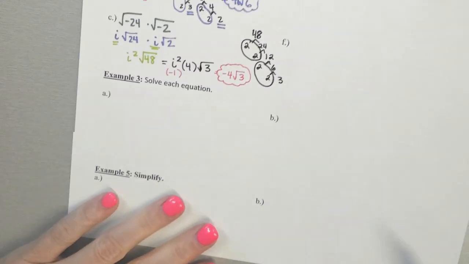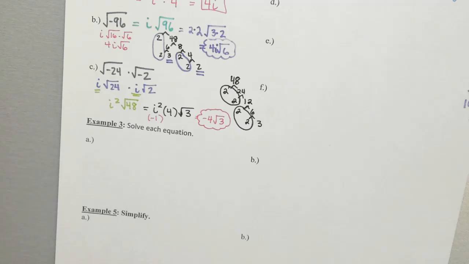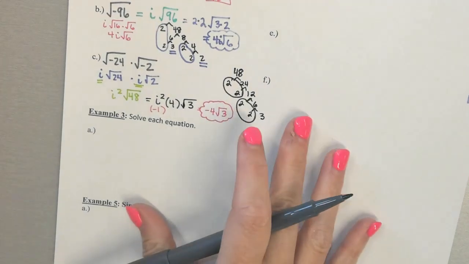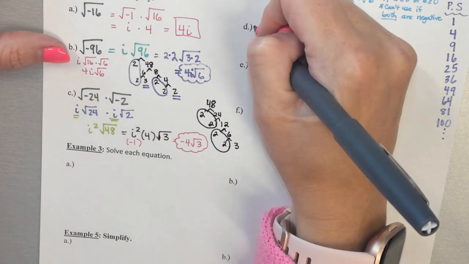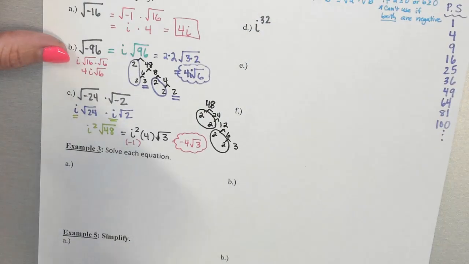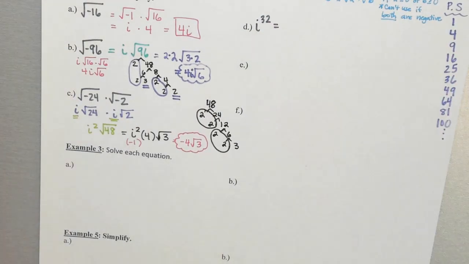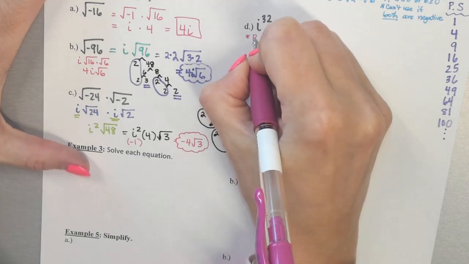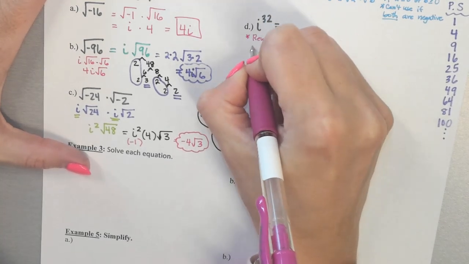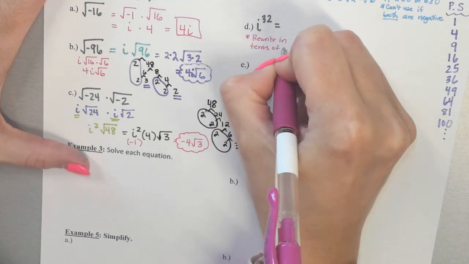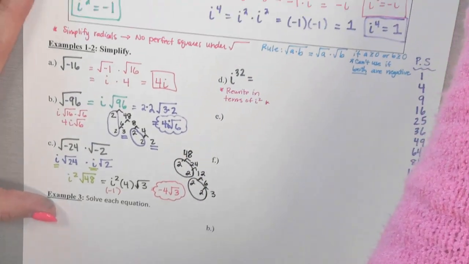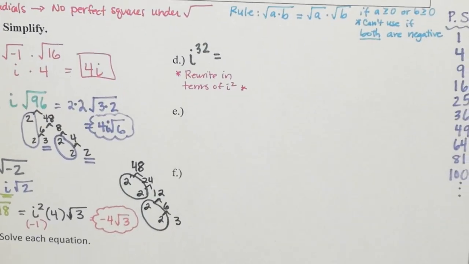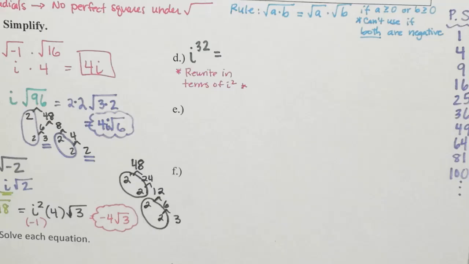All right, any questions for me on ABC, on the simplifying there? Because the next thing we're going to simplify are terms with i. Okay, so for D, we're going to have i to the 32nd power. Okay, whenever you have an i term, your goal is to rewrite in terms of i squared. Okay, and I'm going to help you with that. So we're going to rewrite in terms of i squared.